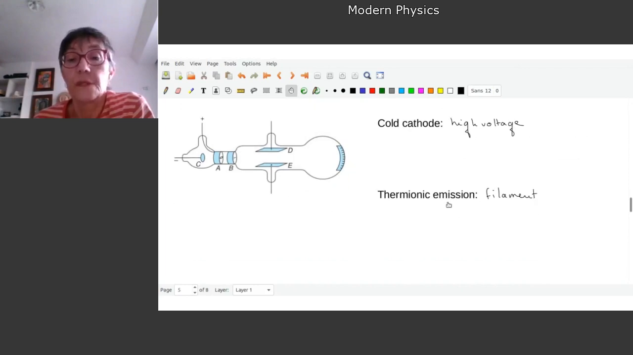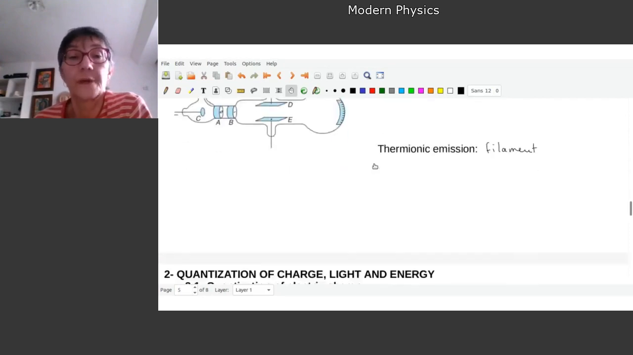And so what is being used now, and already maybe at the time of the experiment of Thomson, is thermionic emission. So instead of a solid cathode, you have a filament, okay? So you have some electric current passing through the filament, and the filament will emit electrons, and these electrons are accelerated by the potential difference between anode and cathode, and so you manage to have a beam of electrons. Okay, so this is cathode rays.